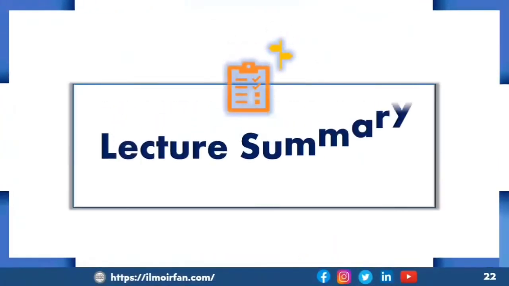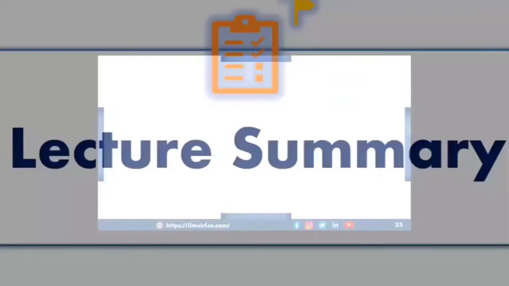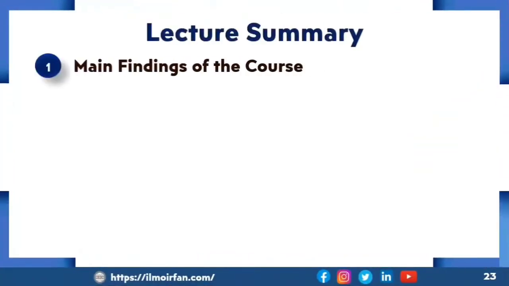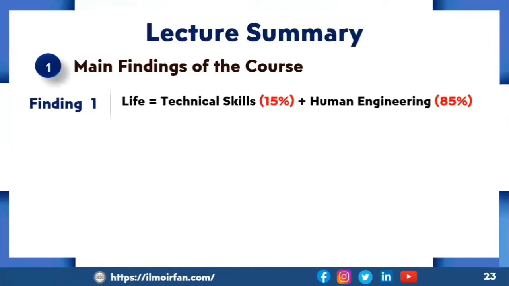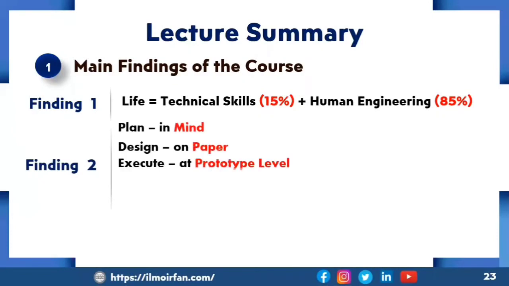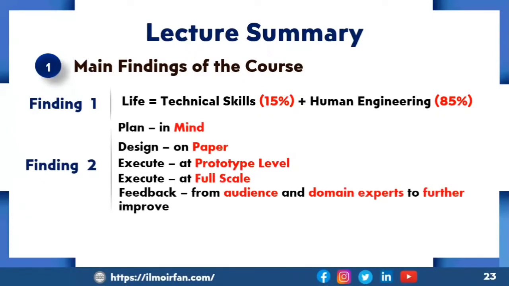Now let's move to the lecture summary. To summarize, in this course, I presented the main findings of the course. Finding 1 is life equals 15% technical skills and 85% human engineering. And finding 2 is to completely and correctly solve any real world problem using the following 5-step process.